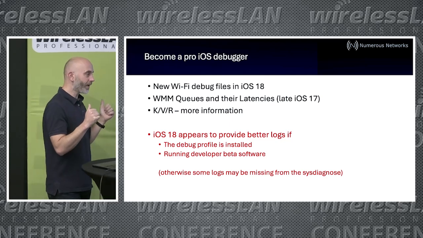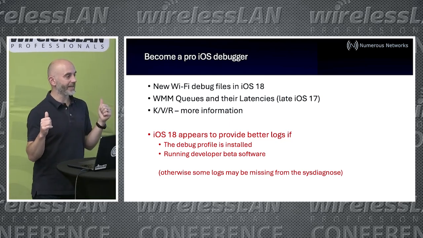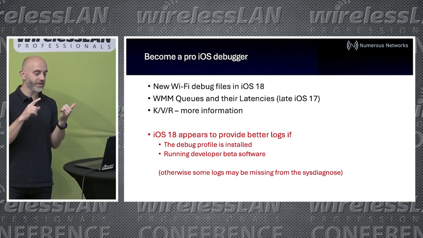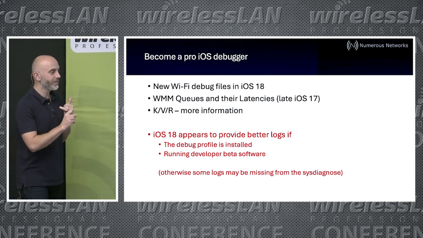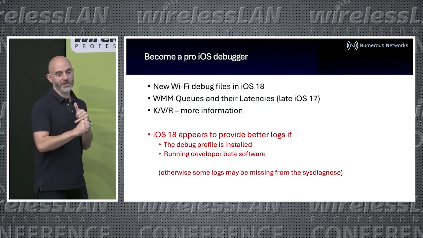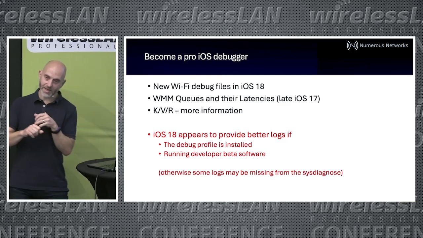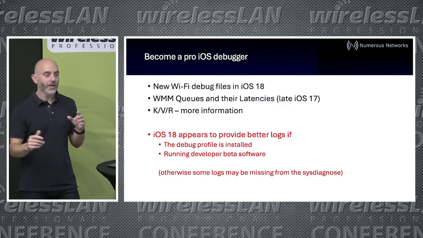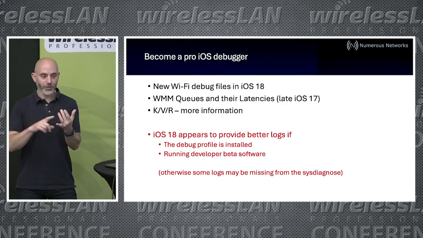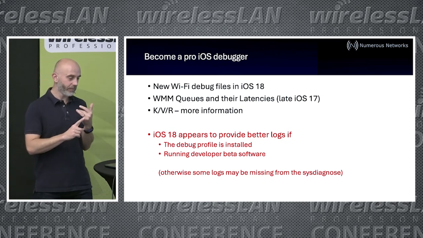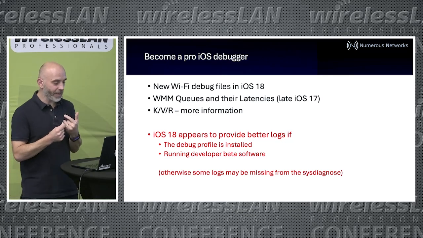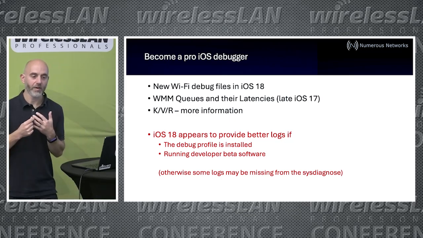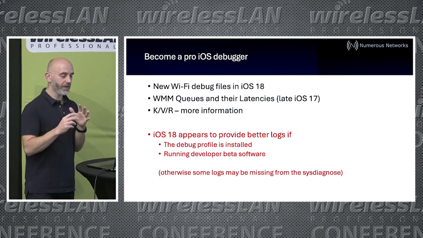If you're interested in getting deep like this, I advise you get yourself on a developer beta, because the logs are a little cleaner. Apple, as of iOS 17, did a lot more redaction in their logs, so you'll get "I am connected to BSSID 00000." If you want to know what it is, put the debug profile on from the Apple developer site and run a developer beta software version, right? So that's a couple of things to do.